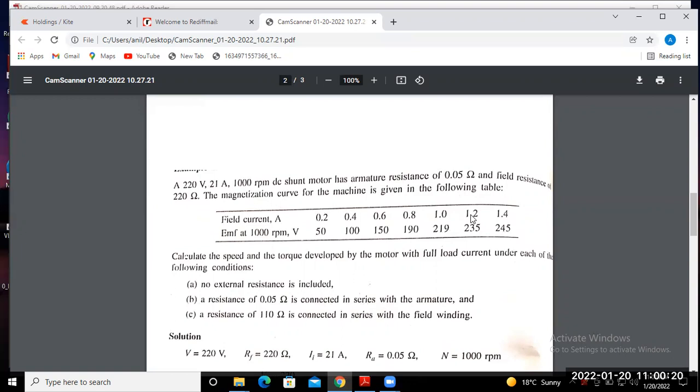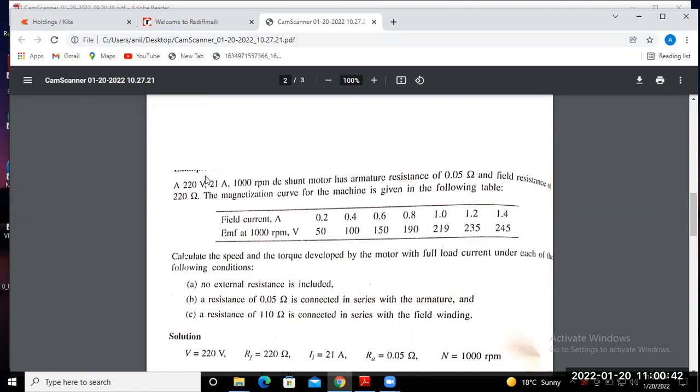So we have to calculate the speed and torque developed by the motor at full load under each of the following conditions. First, no external resistance included. Second, a resistance of 0.1 ohm is connected in series with the armature, and a resistance of 110 ohm is connected in series with the field winding.